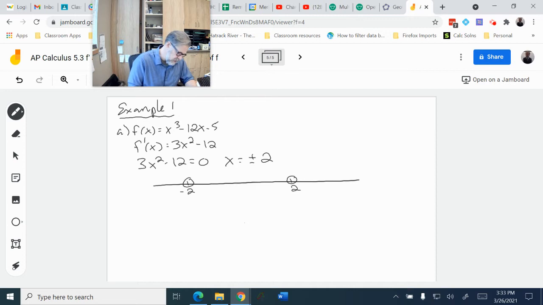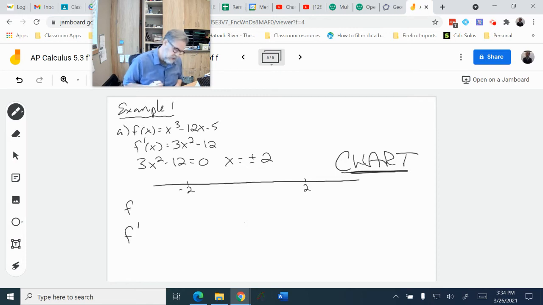Now, I'm going to set this up a little bit differently. I'm going to start by just drawing a number line. And guys, this chart is something that you are going to want to do a lot of throughout this section and continuing, because we are going to analyze the function and the derivative. And the easiest way to analyze it and make sense of it is to just lay it out on a chart.